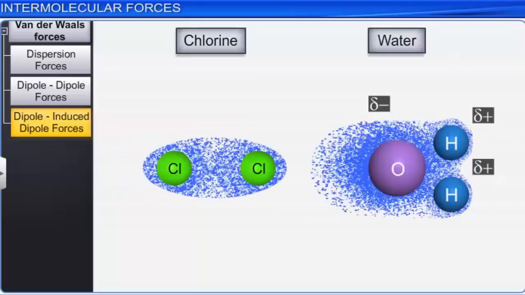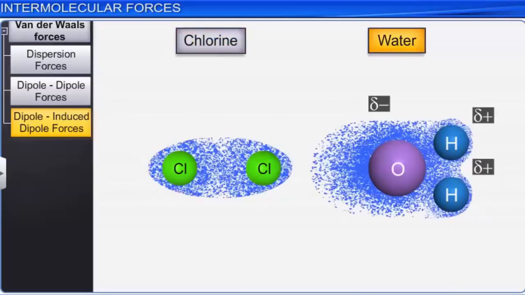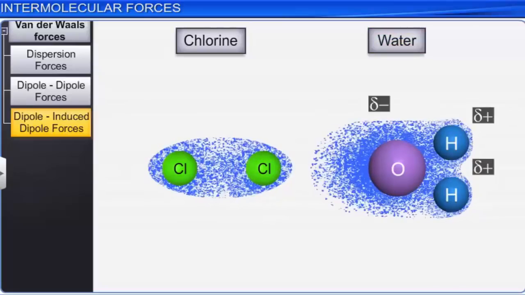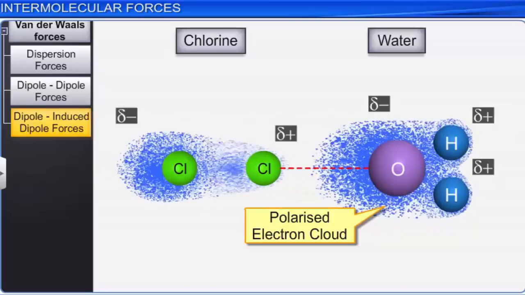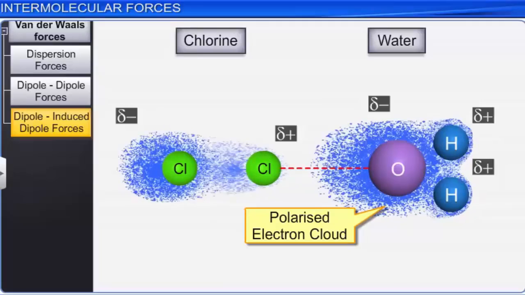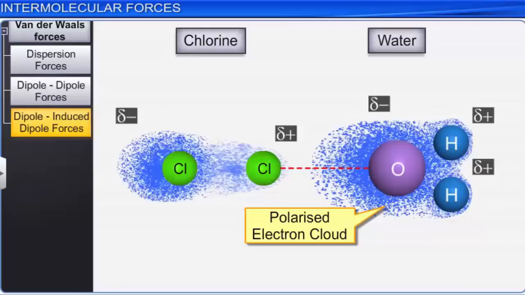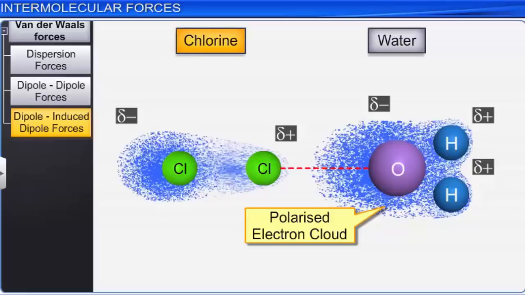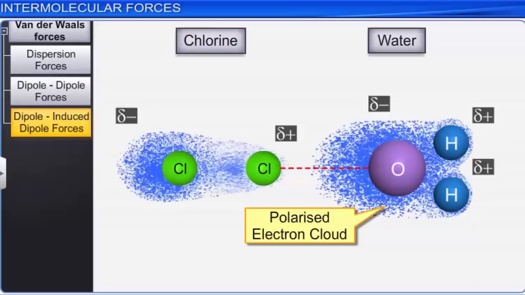Consider a nonpolar chlorine molecule brought in the vicinity of a polar molecule, such as water. The permanent dipole of the water molecule polarizes the electron cloud of chlorine and induces a dipole on the electrically neutral chlorine molecule. Thus, dipole-induced dipole interactions come into existence between water and chlorine molecules. The induced dipole moment depends upon the dipole moment present in the permanent dipole and the polarizability of the nonpolar molecule.